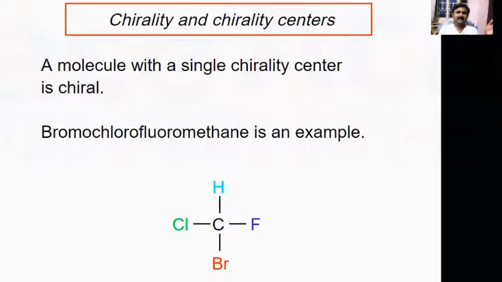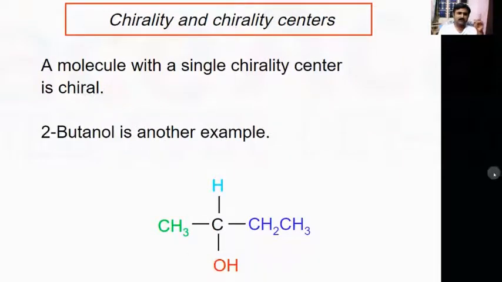Let us see chirality and chirality centers. A molecule with a single chirality center is chiral. Here see bromochlorofluoromethane. All 4 are different groups of atoms.